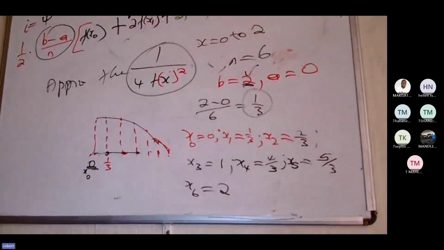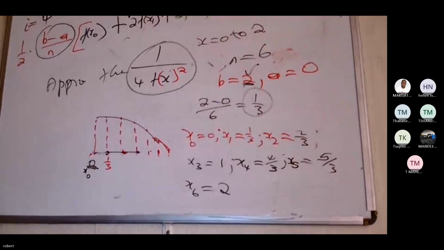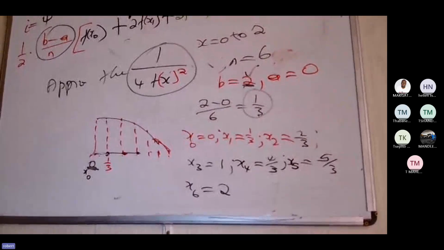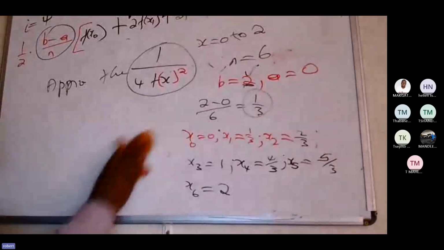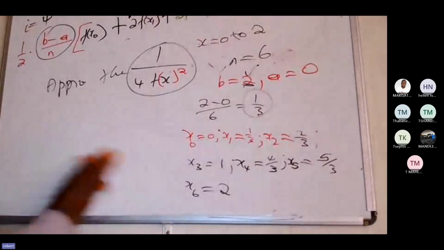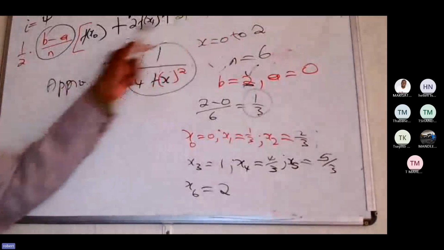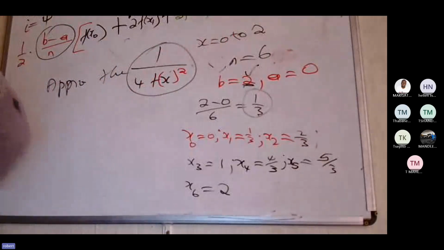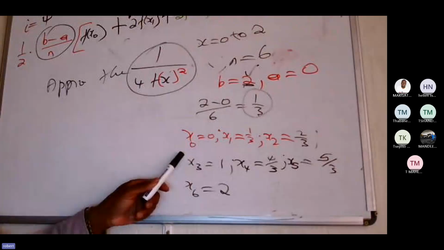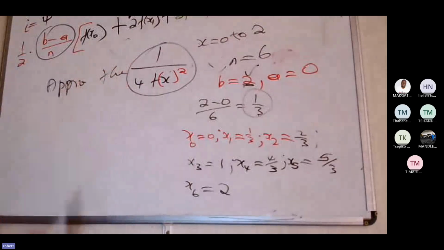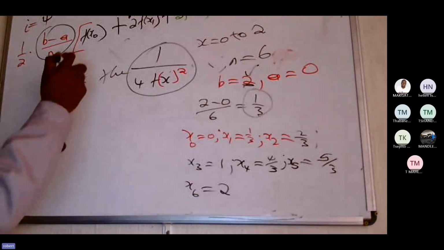Not necessarily done, but somewhere halfway. We are getting somewhere. Here we were only looking at the x-values, the abscissas. But this formula is not using x, it's using f of x. So you must now come back to the function.